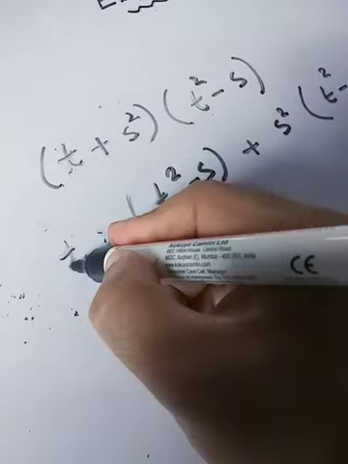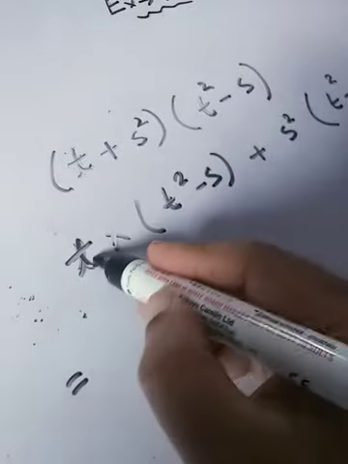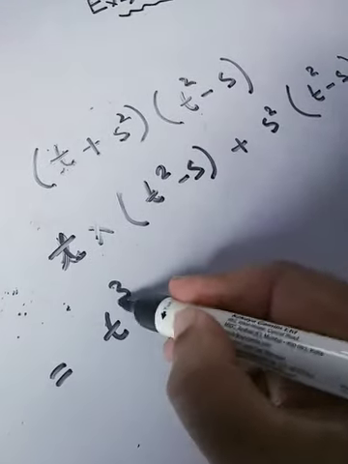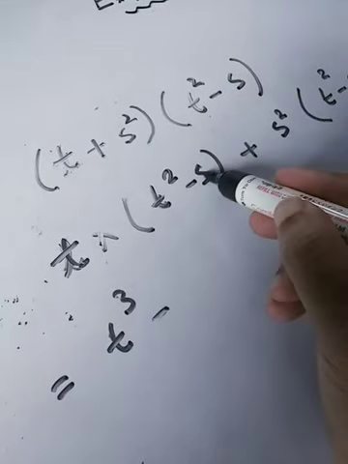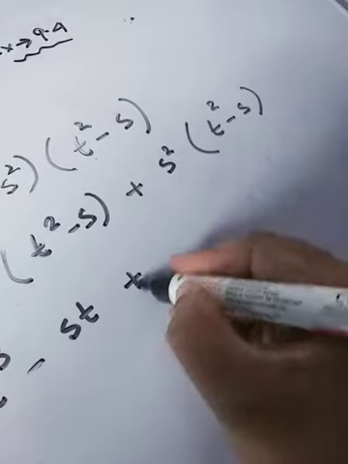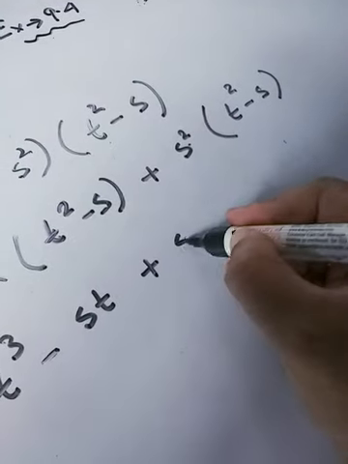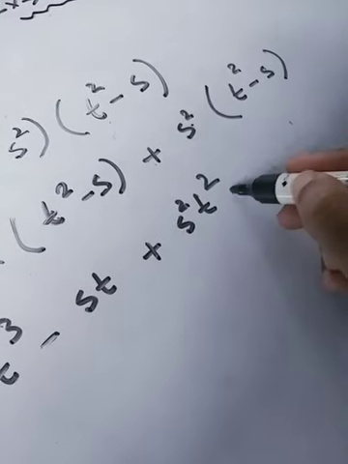Okay. Now here only t is given. Now t with t square is what? How many t's are there? 3. So you will write t to the power 3, plus minus s into t is what? st. Now the same thing you will do with this. S square into t square is what? s square t square, plus minus is minus.